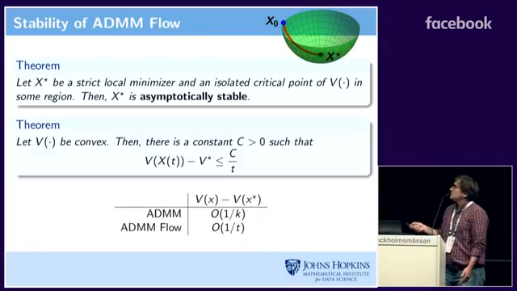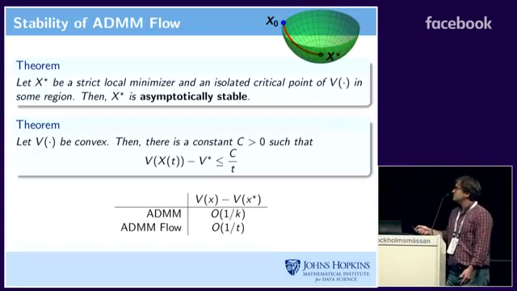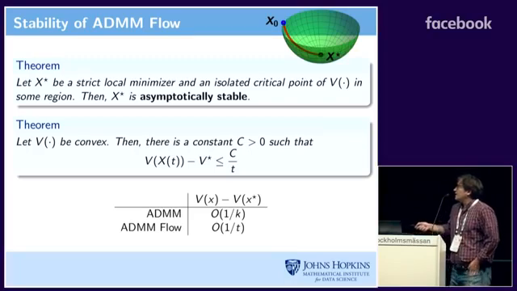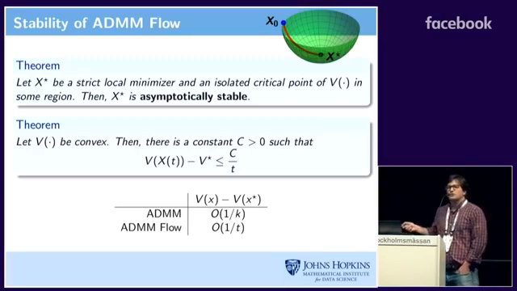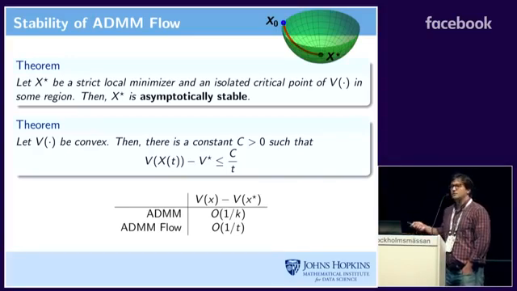Now, if you assume that the objective function is convex, then you can prove the convergence rate is 1 over t, and this is independent of the previous result. Therefore, ADMM is known to have a 1 over k convergence rate for convex functions, and again, we recover the same rate in the continuous time limit.